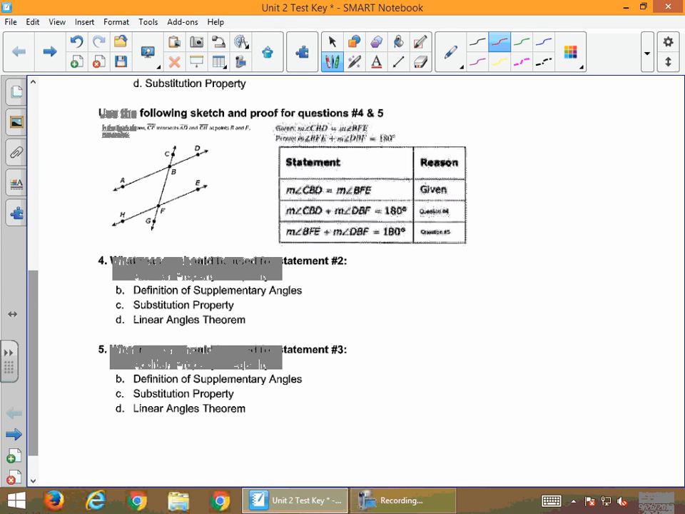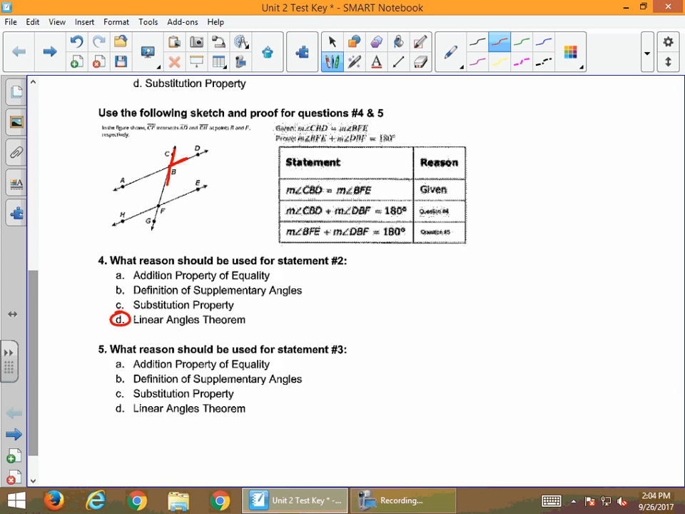Numbers 4 and 5 are based on the proof. And it gives us that angle CBD is equal to angle BFE. And then it wants to know, why does CBD, this angle, and DBF, this angle, why do those two angles add up to 180 degrees? And that is because it's a straight line. That's a linear pair. So I'm looking for maybe the definition of linear pair or the linear angle theorem. Right? Linear angles theorem. So that is D.